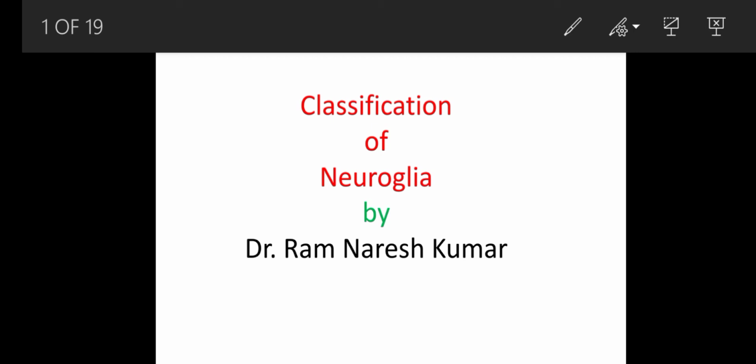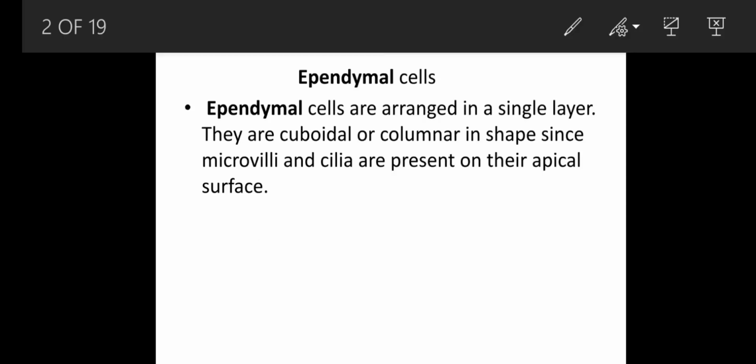In the last class we saw neuroglia and its types. So today we discuss the classification of neuroglia. What is neuroglia? Neuroglia is supportive cells or helping cells of nervous tissue. Neuroglia is divided into two parts, mainly neuroglial cells of the central nervous system and neuroglial cells of the peripheral nervous system.